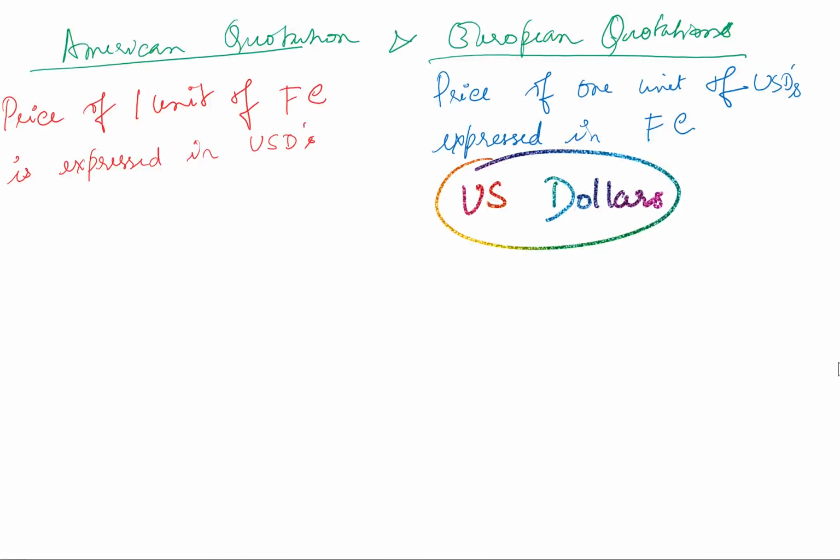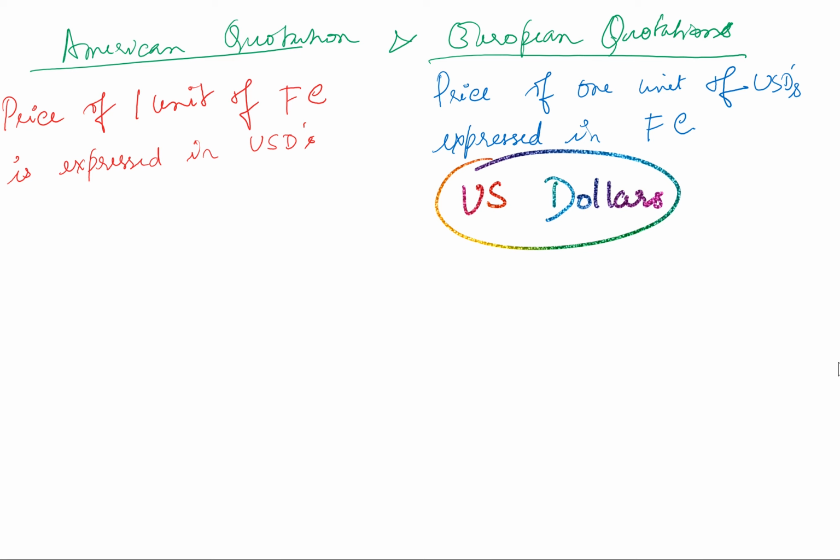In this video, we are going to discuss the remaining two types of forex quotations, American quotation and European quotation. I have already written the meanings here. American quotation is a quote where one unit of foreign currency is expressed in USDs, US dollars, and European quotation is a quote where one unit of USDs is expressed in foreign currency.